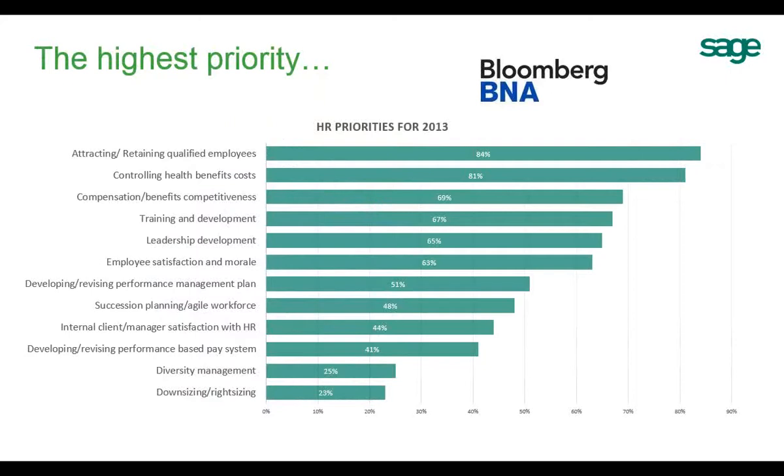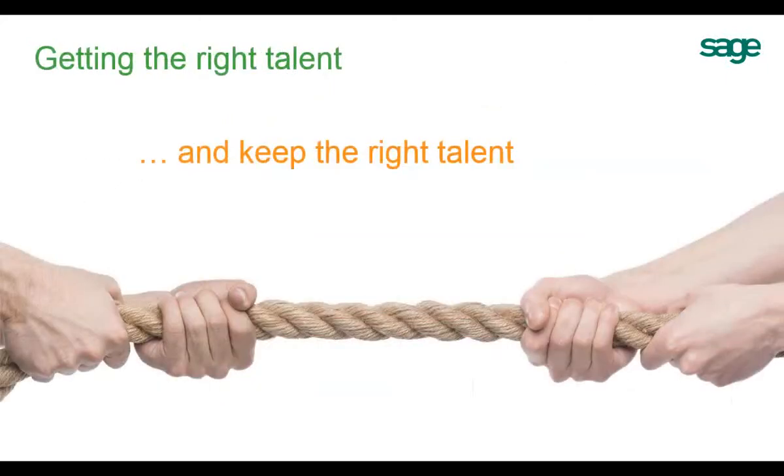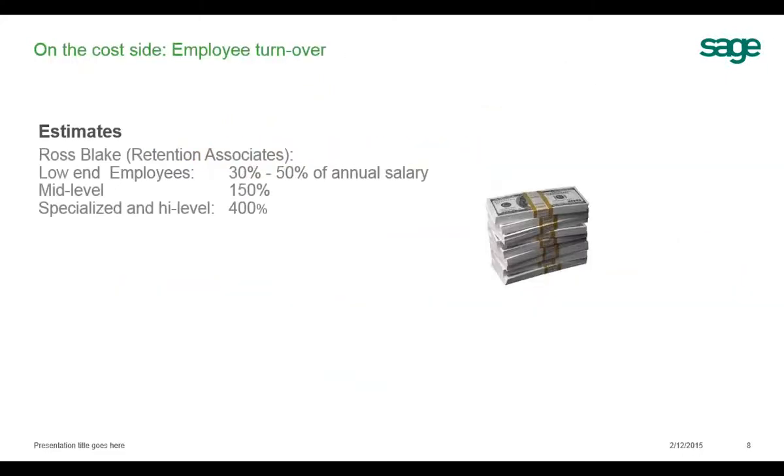In a survey by Bloomberg on HR priorities in 2013, the highest one, and I don't know how well you all can see this slide, at 84%, was attracting and retaining qualified employees. That was the highest HR priority in 2013, and I'm going to bet that when 2014 comes out, it's right up there as well. The second one everybody is going to understand is controlling health benefit costs, at 81%. That's a big concern of HR professionals at this point. So getting the right talent and keeping the right talent is of utmost importance.